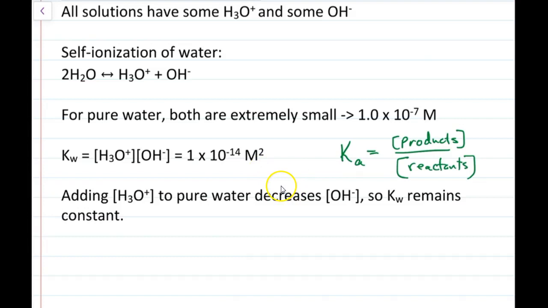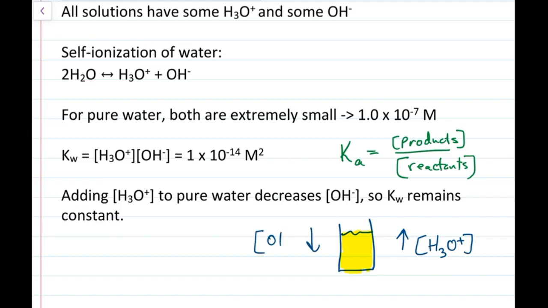Now, this never changes, and that's because if I add hydronium to pure water, hydroxide goes down proportionally, okay? So that keeps the Kw value, 1 times 10 to the negative 14, constant. The reason for that is, let's say I have a glass of water, and I add some lemon juice, a tablespoon of lemon juice, okay? So it's going to make it yellow here. So what we just did was we increased the concentration of hydronium because lemon juice is acidic, all right? But the result of that is to decrease the concentration of hydroxide.